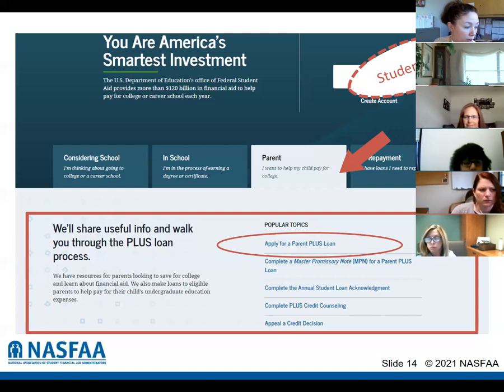No. Yes, only for PLUS denials. Okay, so we have at least one school that does an institutional loan request.